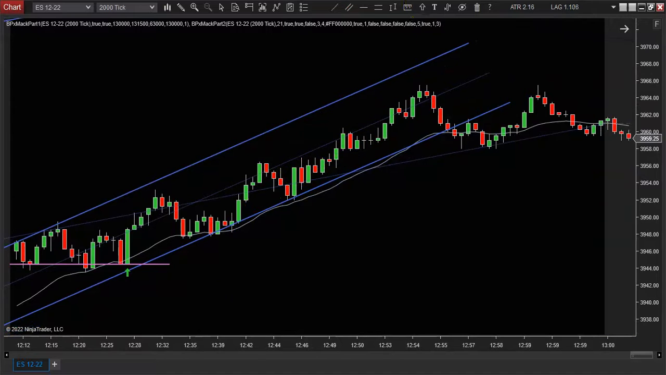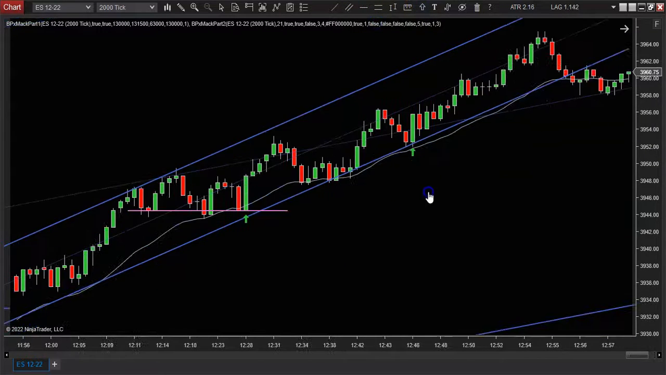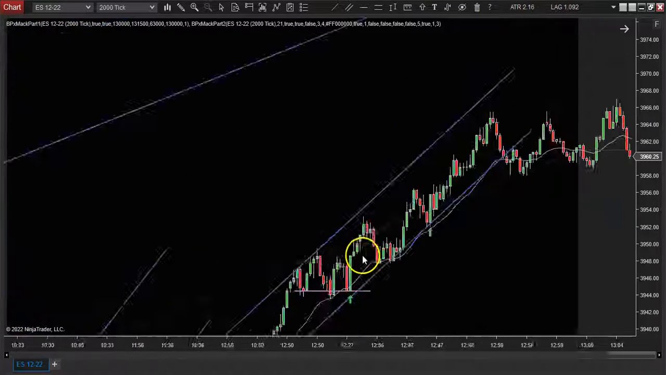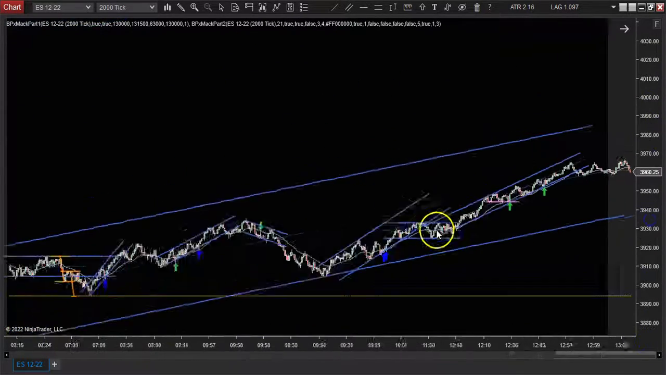This one's a second entry. Maybe you take that. But that's getting close to the close. So really, you want to be flat. So that's how I saw the day.